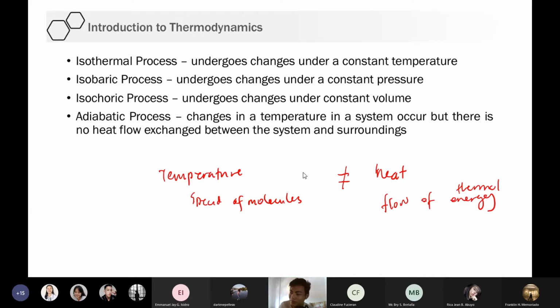Okay. So ito take away natin to. So temperature, yun yung speed lang ng molecules, but it is not necessarily the heat. Kasi when we talk about heat, that is a process. Okay. That is a flow of energy. Okay. Pwede magbago to without having any heat, no? Hangga't hindi nagpo-flow ang heat. Okay? So, ganun.